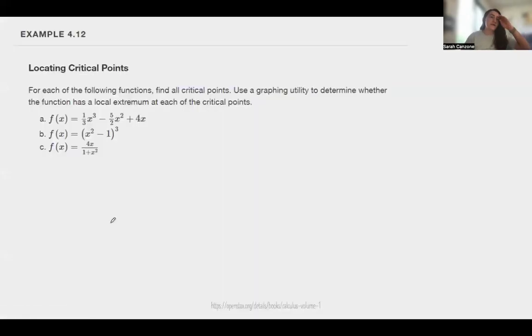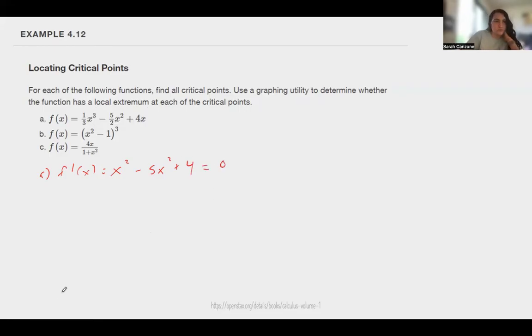Okay, so let's go ahead and find some critical points of some functions. All right, so to find the critical points of a function, what we want to do is take a derivative, set it equal to 0, and solve. So for a, f prime of x equals 3 times 1/3 is just 1, so I'll just write x squared minus 5/2 times 2 is just 5x squared plus the derivative of 4x is just 4. And we want this equal to 0.